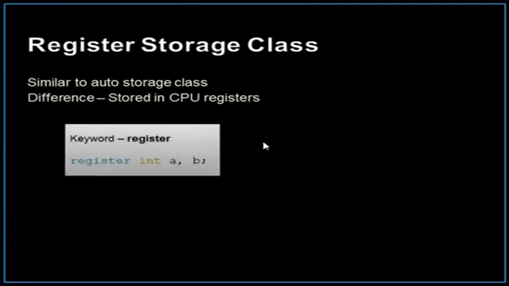Now there comes the register storage class, which is similar to the auto storage class. The only difference is that in the register storage class, the variable is given memory inside the CPU registers. The difference is that it is stored in CPU registers, right? The keyword is register. If you want to declare a register integer, you write register int a, b, or in this way.